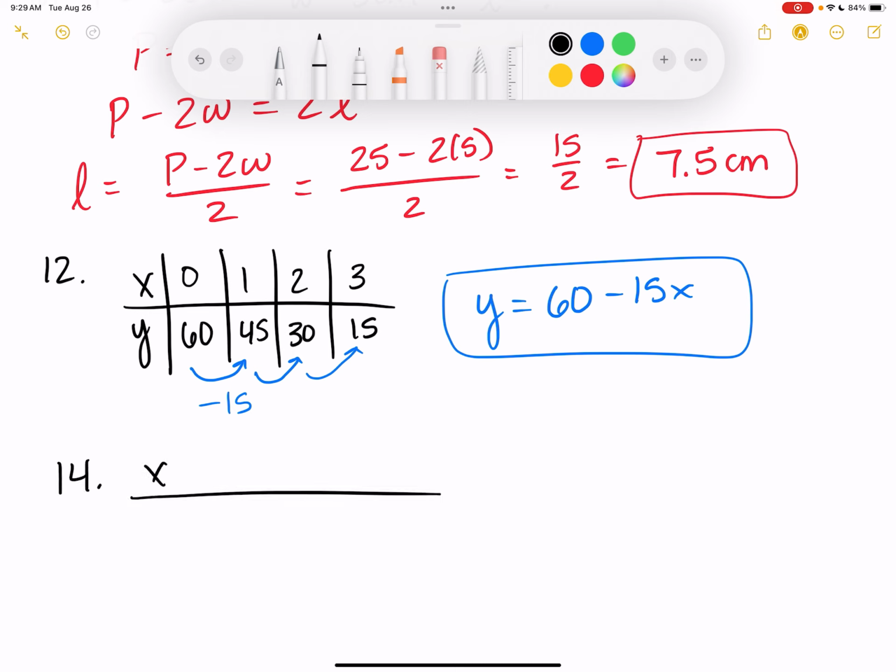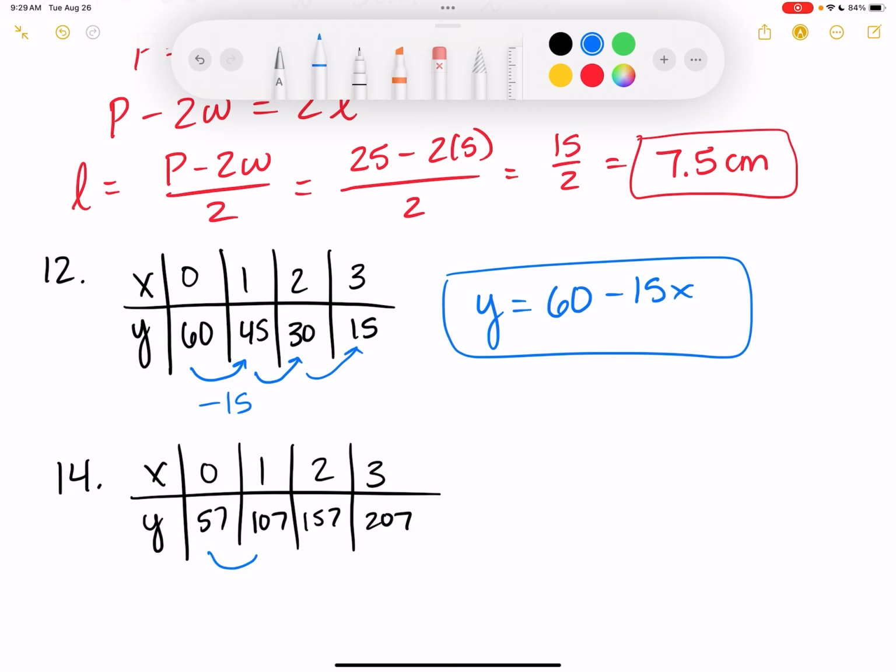Number 14, another table. X is still 0 through 3. Y is 57, 107, 157, and 207. So, yep, add 50. So Y equals the initial amount, 57. And then it's always either add or subtract whatever this difference is. So plus 50x.